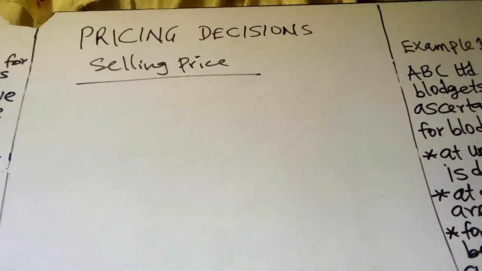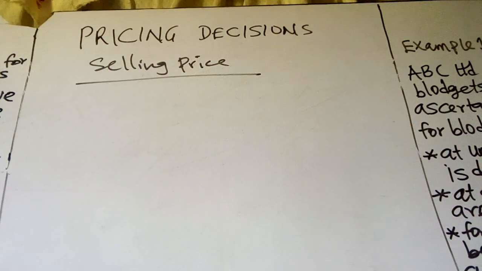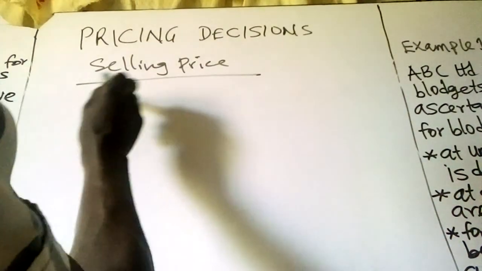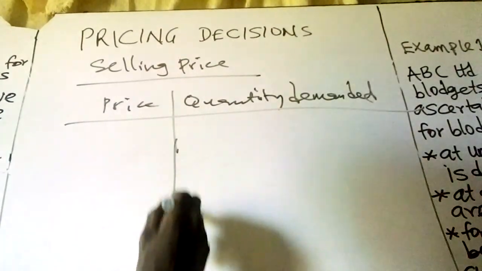The price element is always instrumental to the level of demand. In the normal demand situation, the law of demand states that the higher the price, the lower the quantity demanded, and vice versa. That means the price and quantity demanded of a product are inversely related.